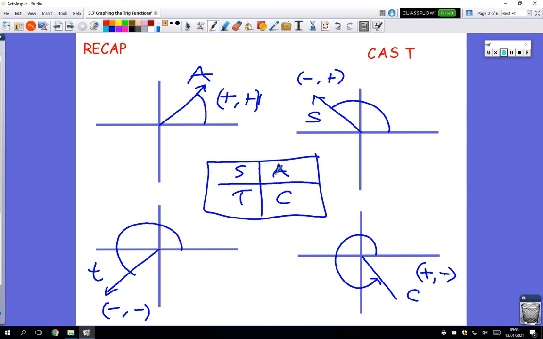So in quadrant 1, all positive. In quadrant 2, sine and its reciprocal cosecant will be positive. In quadrant 3, tan and its reciprocal cotangent will be positive. In quadrant 4, cosine and its reciprocal secant will be positive. Okay.